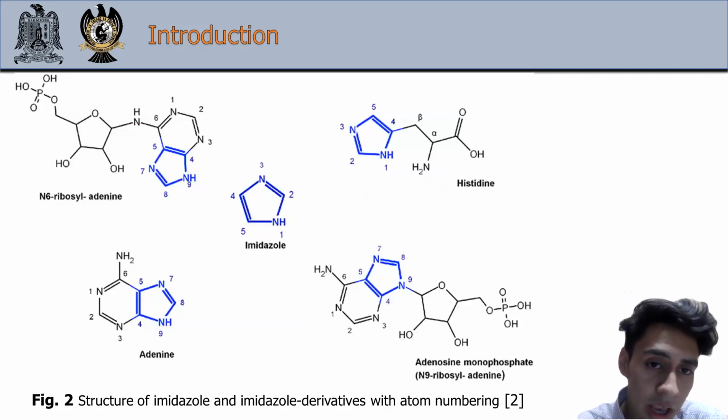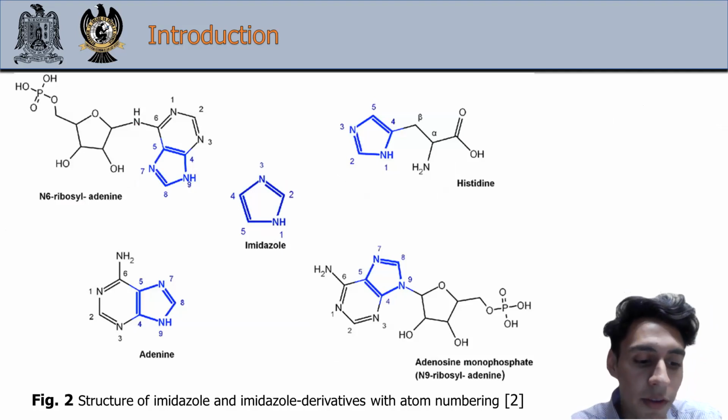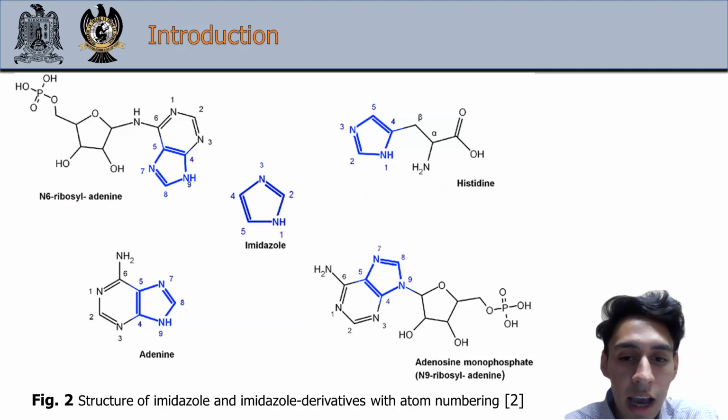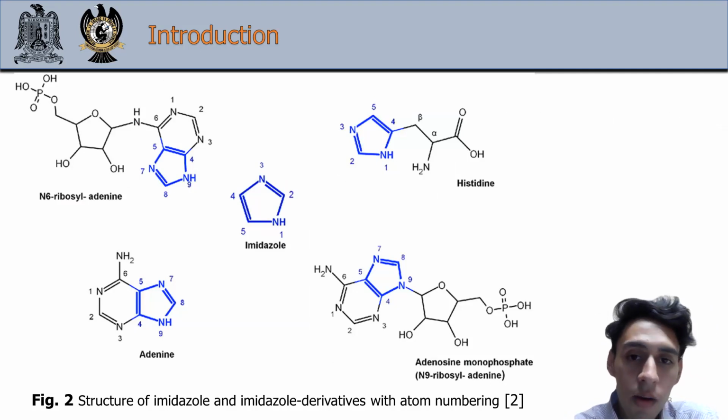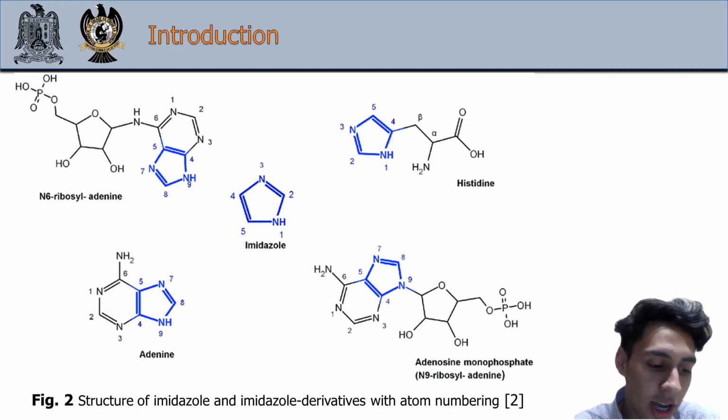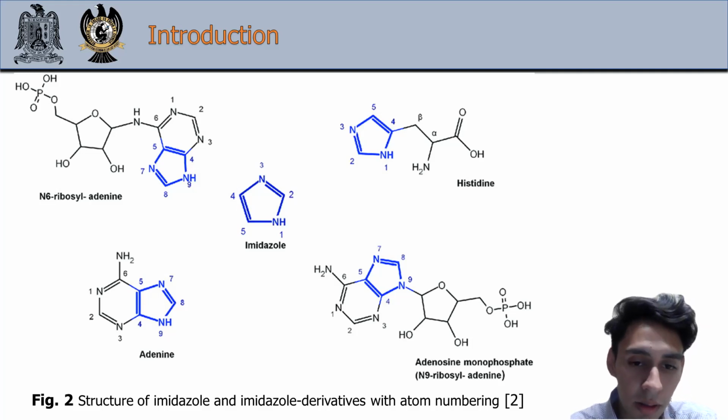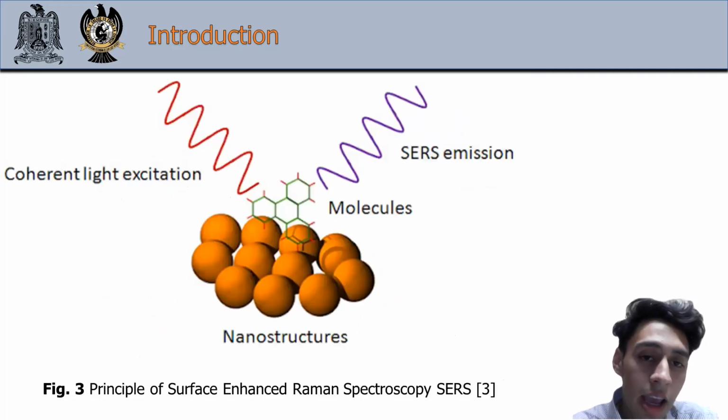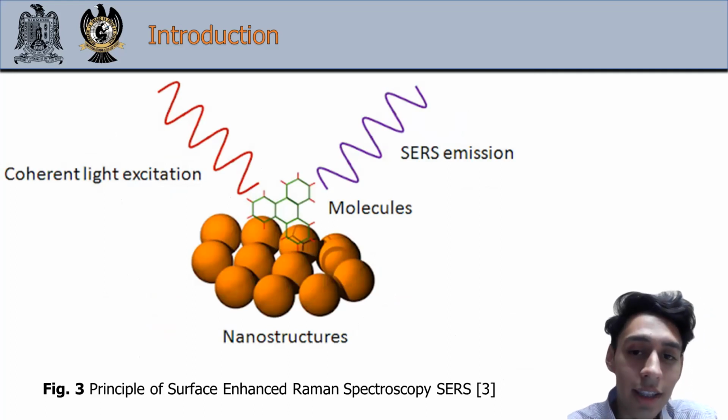So, now the importance of imidazole stems from the fact that its core is a component present in many bioactive heterocyclic compounds that are of great interest for their various biological and clinical applications. Here in figure number 2, we see histidine, adenine, and adenosine monophosphate. All these important biological molecules contain the imidazole ring. And as an application, surface-enhanced Raman scattering can detect this molecule at very low concentrations using gold-copper nanoalloys as SERS substrate.